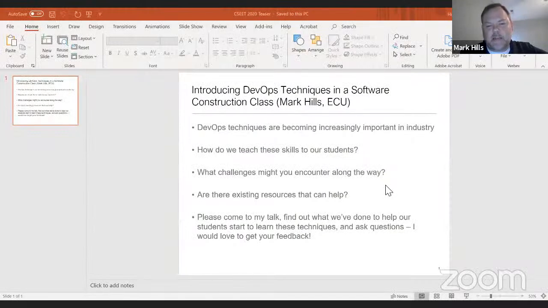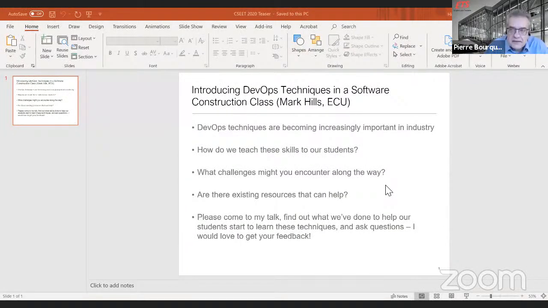So can people see the slide? Yes. Okay, great. I'm actually, we use WebEx and we use Teams, so I'm not as familiar with Zoom. I guess we're all getting familiar with all of the platforms as time goes on.